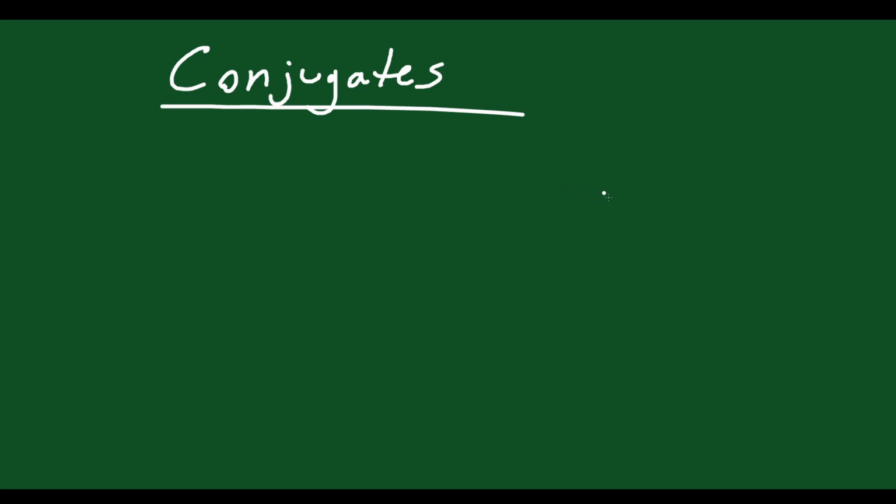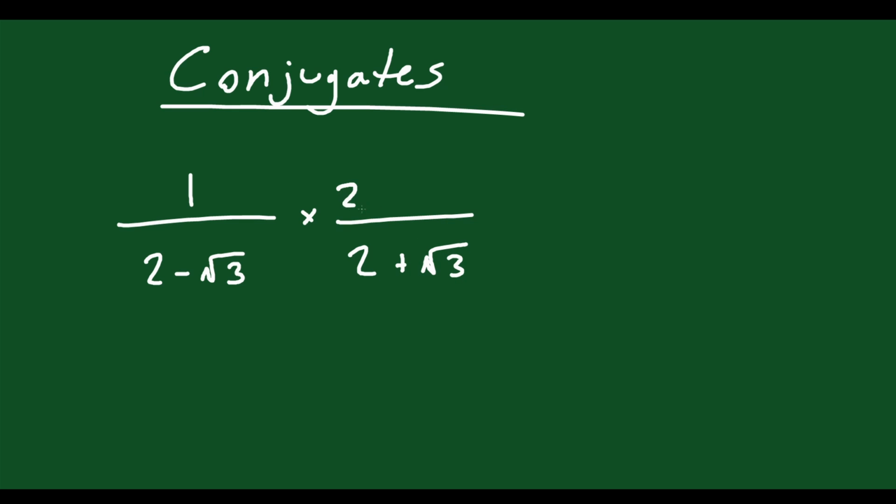Let's talk about conjugates. Conjugates are a tool that we can use to simplify expressions, okay? And they're particularly useful when you have a radical in your denominator and you want to get rid of it. If you have 1 over 2 minus root 3, you can multiply that by the conjugate to get rid of this root 3 on the bottom. So you're going to multiply by 2 plus root 3 and 2 plus root 3 because you have to multiply by the same thing on top and bottom, right?